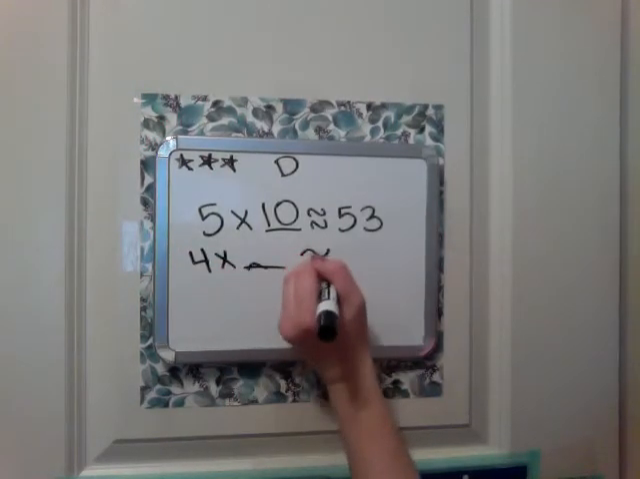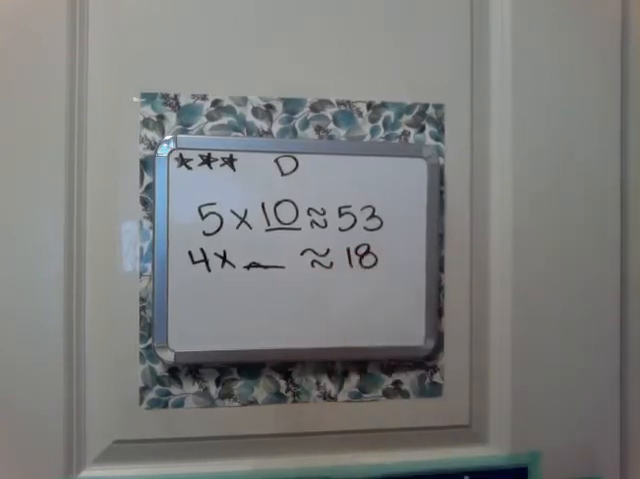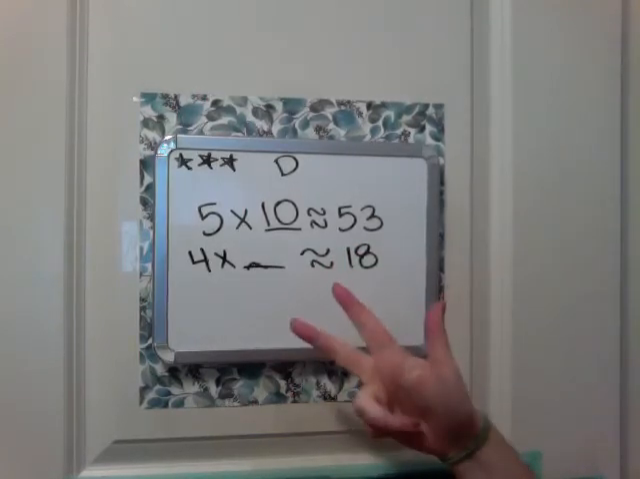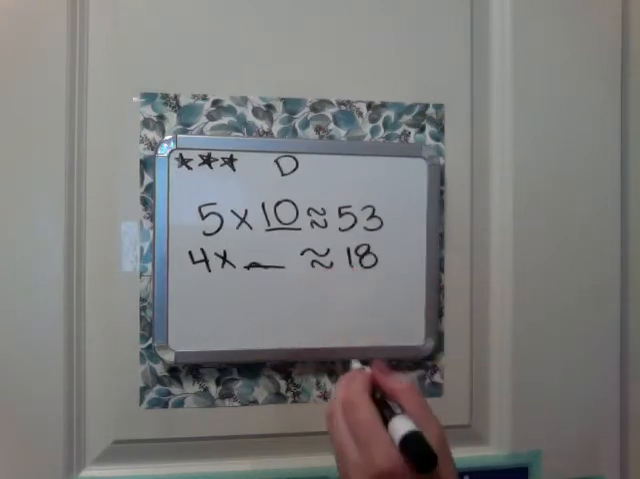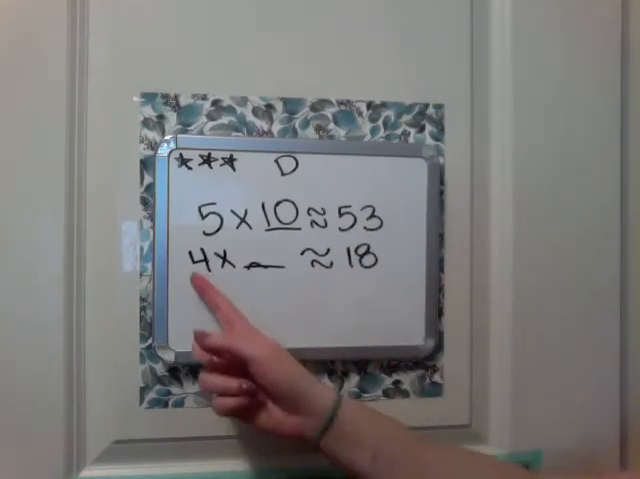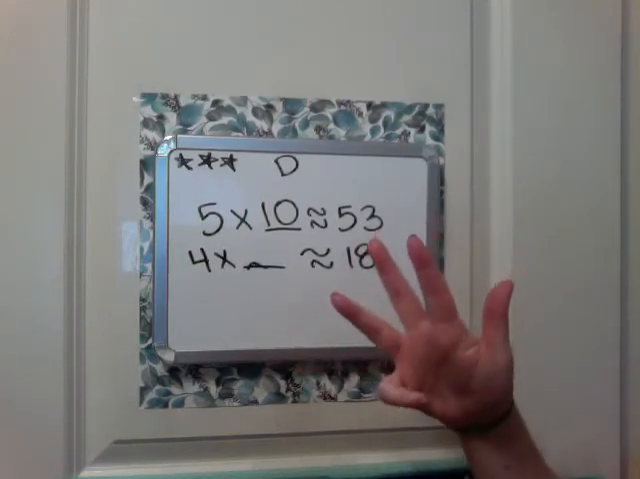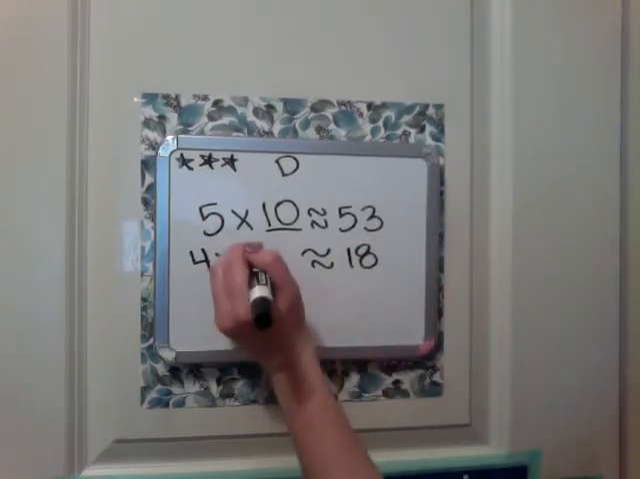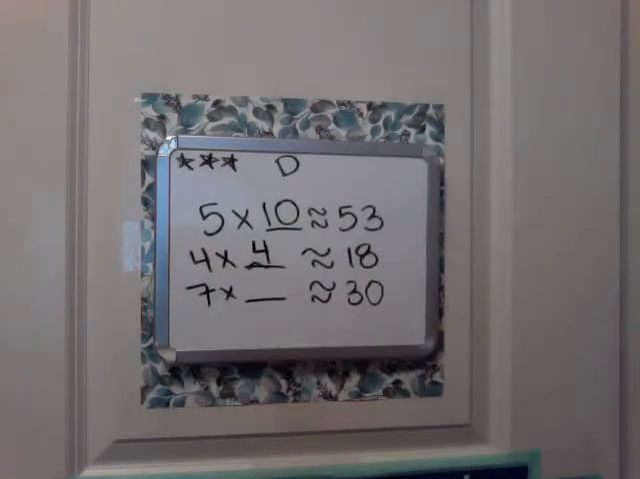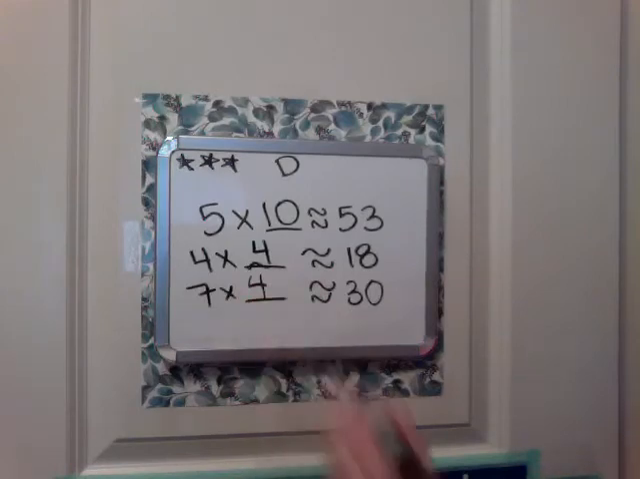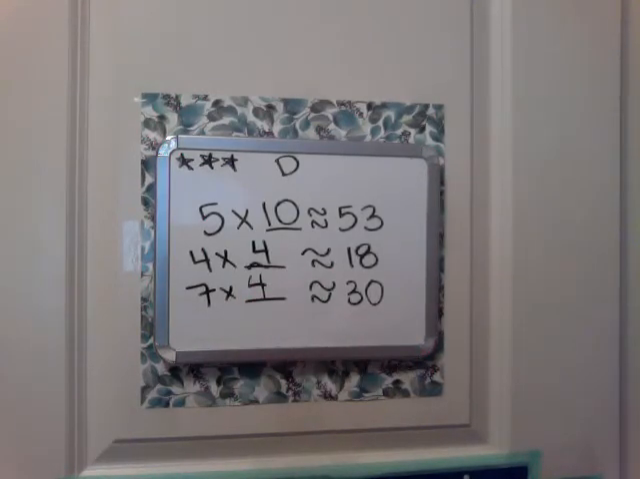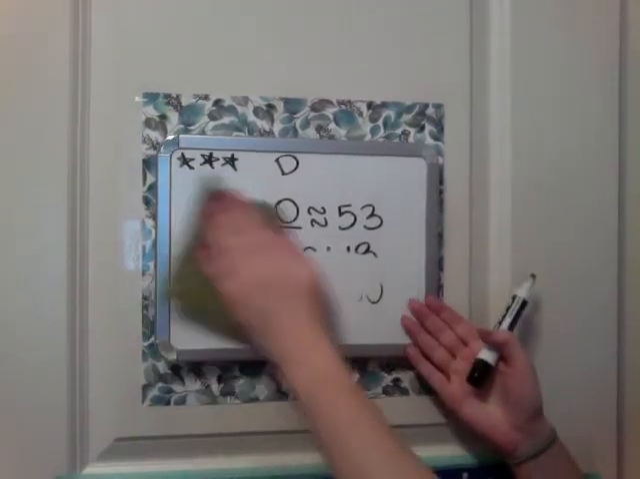The next one is 4 times a factor gets us close to 18. You can count by 5s, 5, 10, 15, 20 would be too high. So we're counting by 4s: 4, 8, 12, 16. The next one will push us to 20, which is too high. So it'll be 4 times 4. And then our final one is 7 times a factor equals 30. 7 times 3 is 21. We can get a little bit closer. 7 times 4 is 28. If we were to add another group of 7, it would go over 30. So it'll be 7 times 4. Give yourself a star for each of those that you got correct. That's a total of 3 stars that you can give yourself.